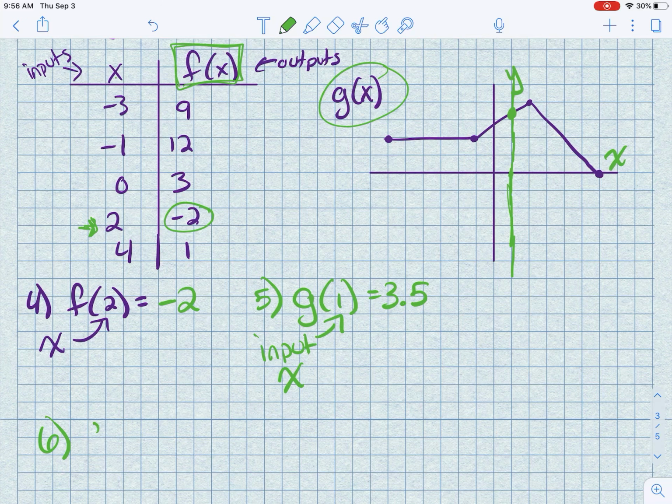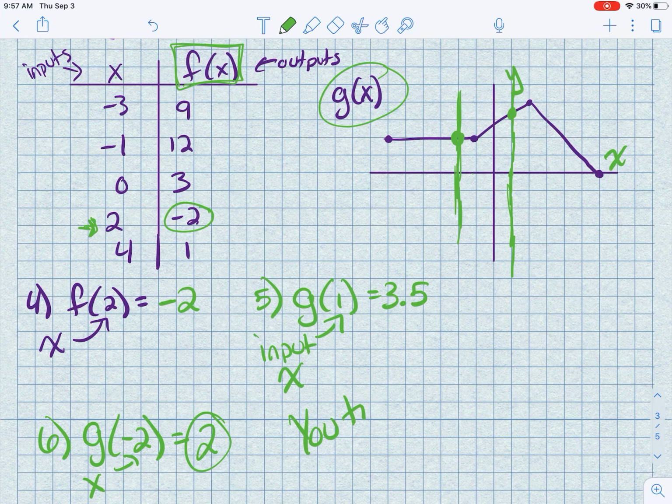Okay, let's do another one. So number 6. g of -2. Well, my g function is the graph. So this is my x value, or my input. So I'm going to go to x equals -2, and I'm going to see where I hit the line. Where do I hit the line? At 1, 2. So my y value is 2, or my output is 2.